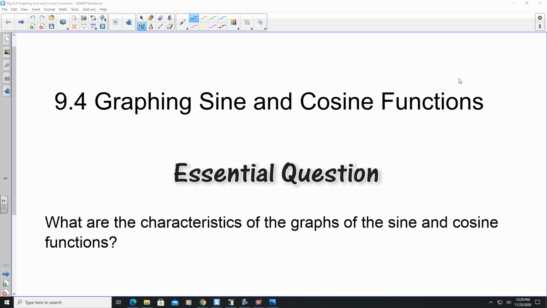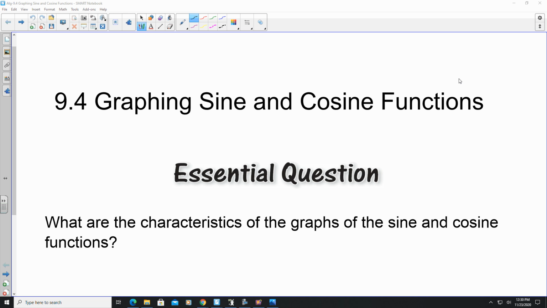In this lesson, we're going to be looking at section 9.4, where we're going to be graphing sine and cosine functions. So, essential question here, it says, what are the characteristics of the graphs of sine and cosine functions?